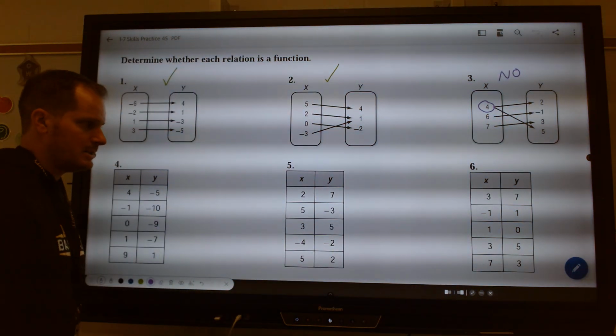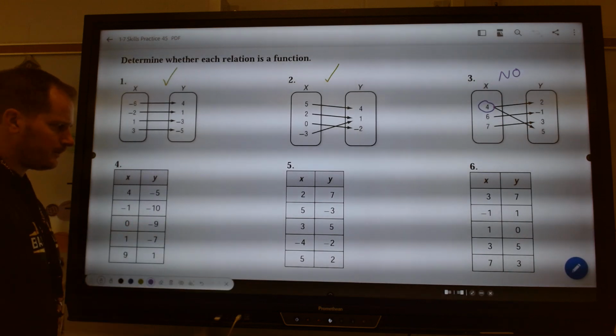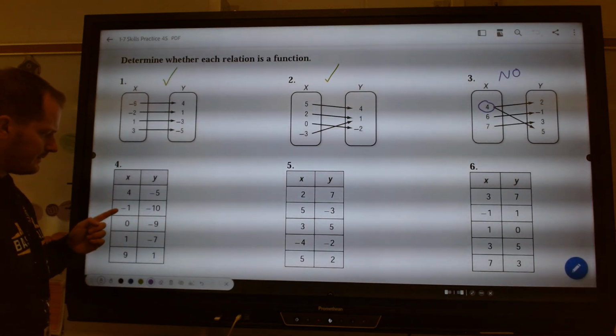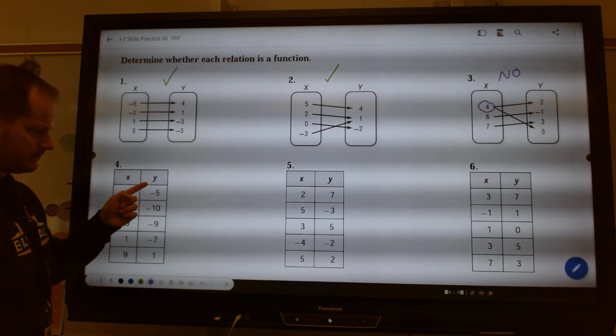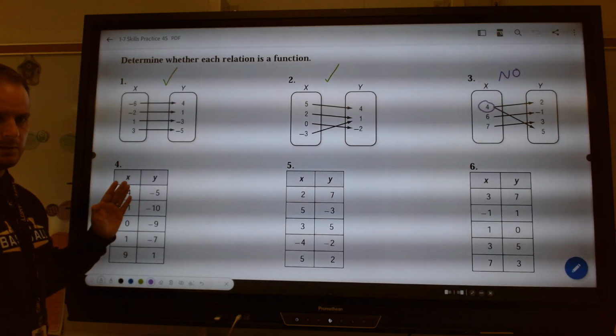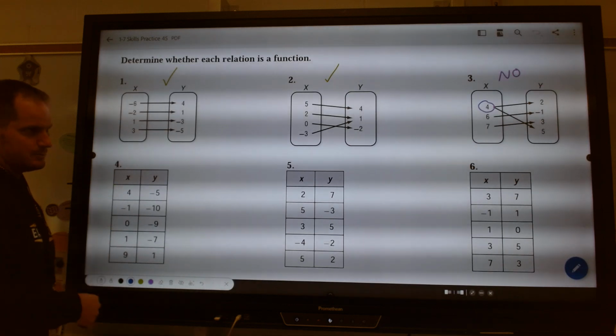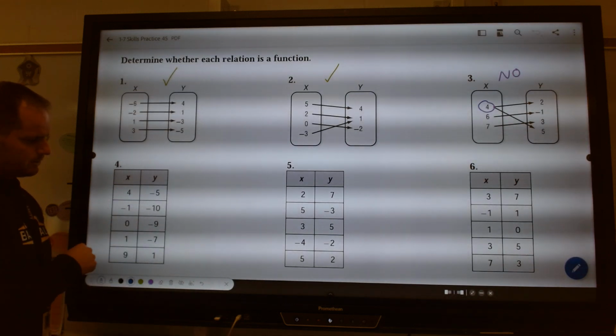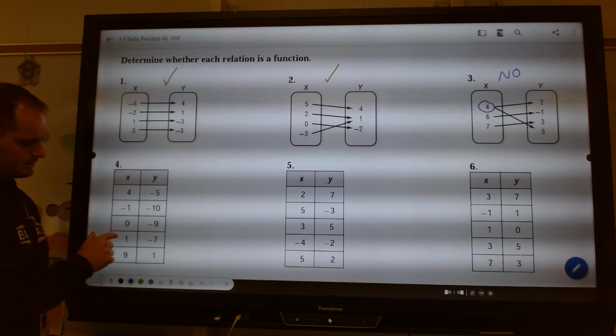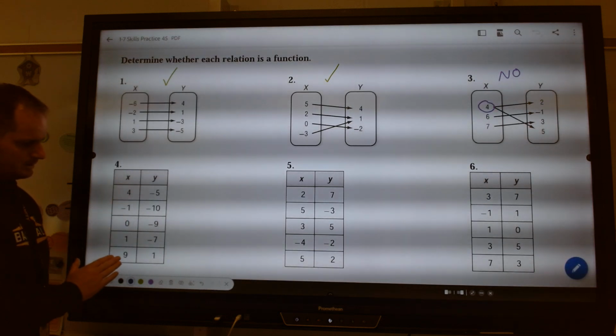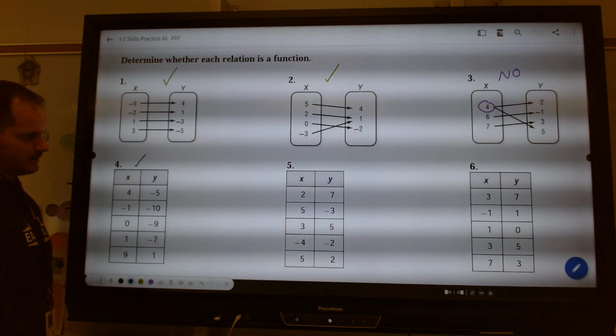Other ways to see relationships are in tables. The same thing, all your x values, those are your inputs, your y values are your outputs, and each input is mapped to an output. When you look at this example, you'll notice that all my x values are not repeating, they're unique. So this is, yes, a function.